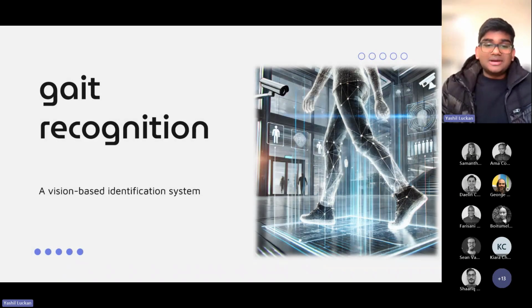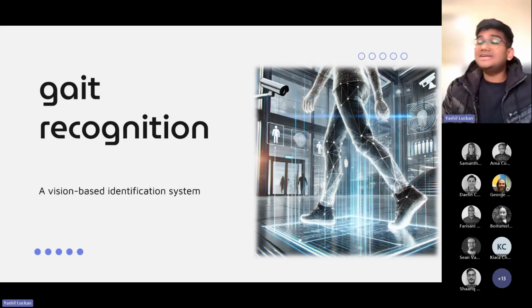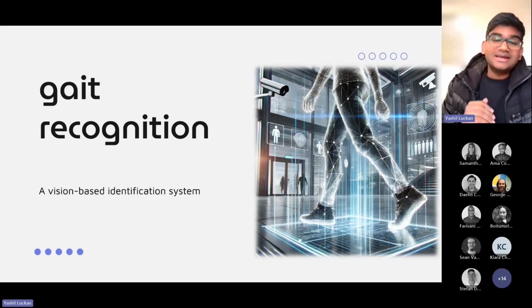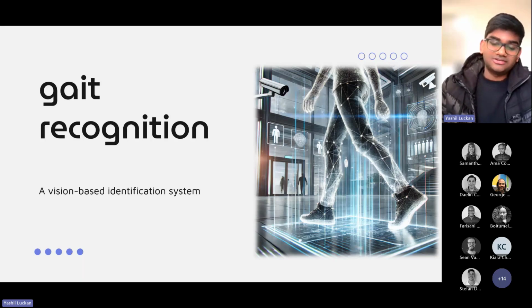Imagine you're walking through a bustling airport. You move seamlessly through security without the need to present your ID or your boarding pass. Cameras discreetly scan the crowd, effortlessly identifying each individual based on their unique walking pattern. No, this is not a scene from a futuristic movie. It's a potential reality with gait recognition technology.